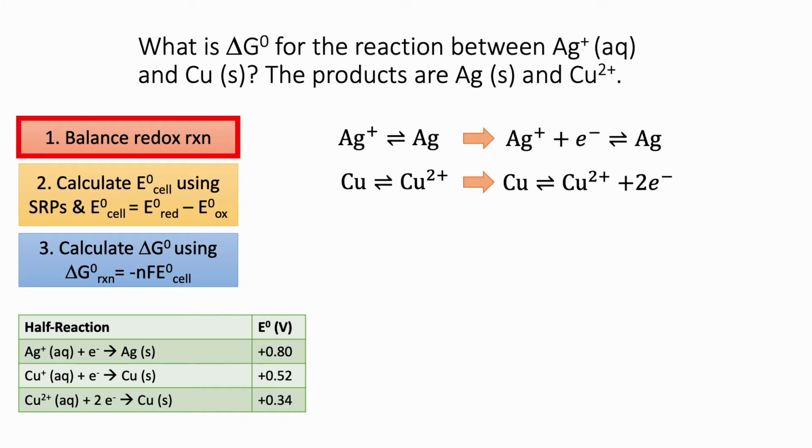In order to make a balanced redox reaction, we need to combine these, but we can't combine them until we have the same number of electrons in each half reaction.